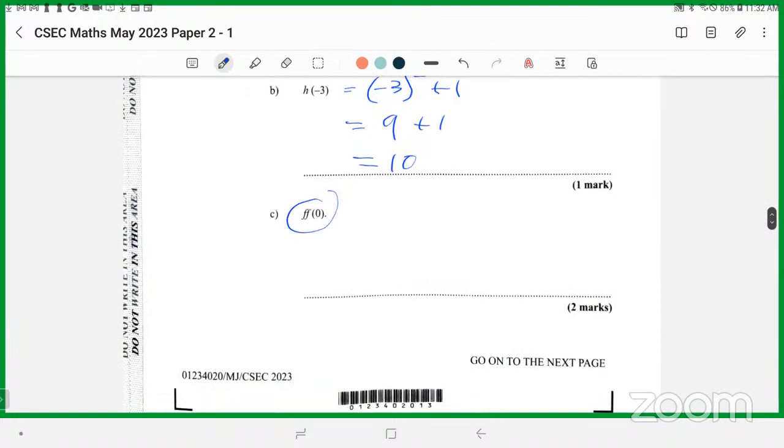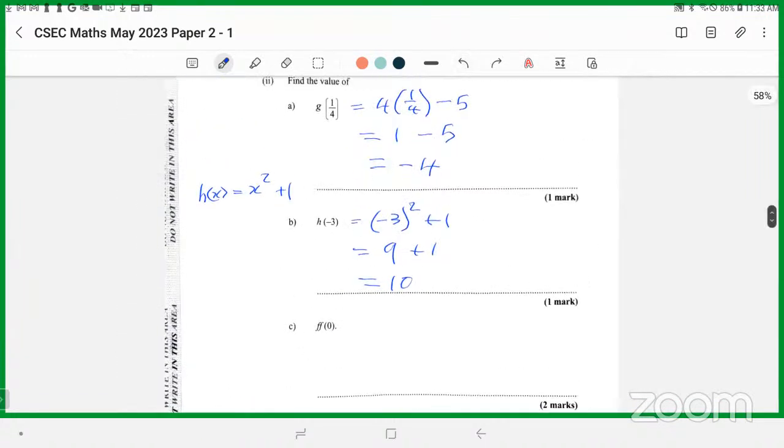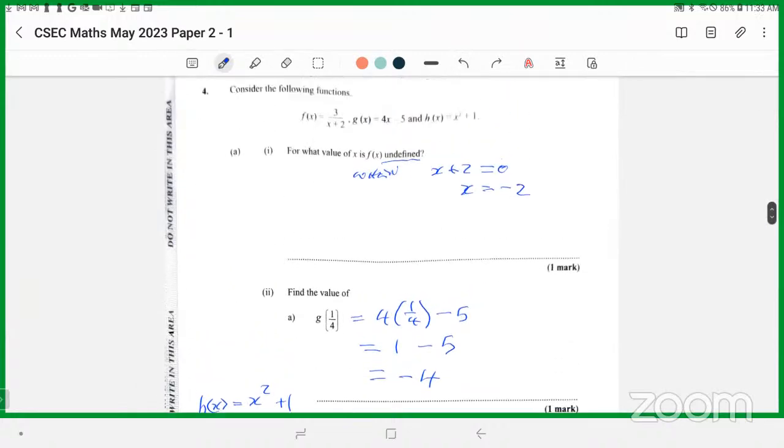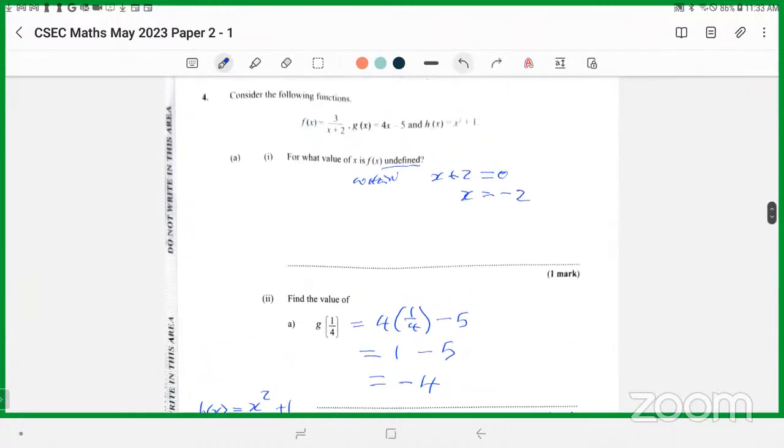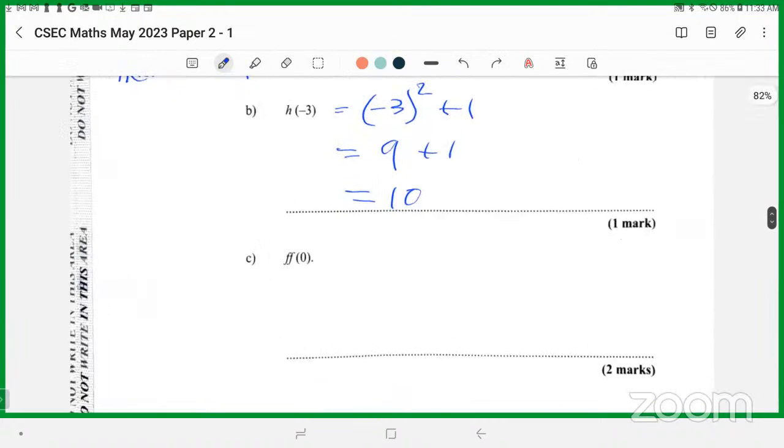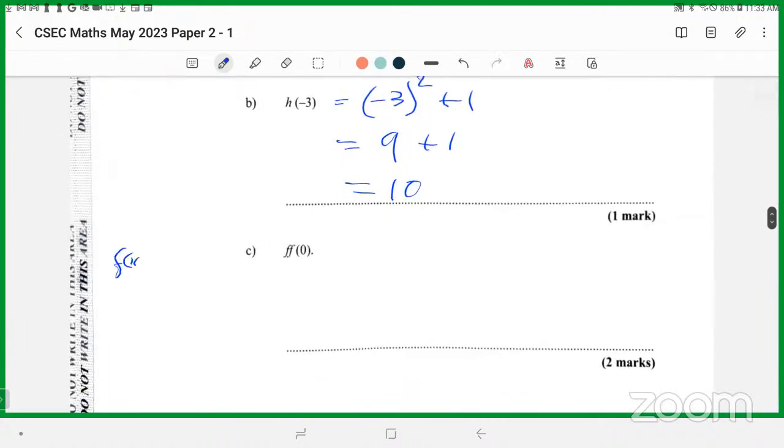This one's f of 0. F of 0. So what does this mean? Let's write what f is again. F is 3 over x plus 2. Let's write it down here, beside the question. F of x is 3 over x plus 2. This f of 0 could have also been written f squared of 0, which means the same thing. F squared of 0 is the same as f of f of 0.